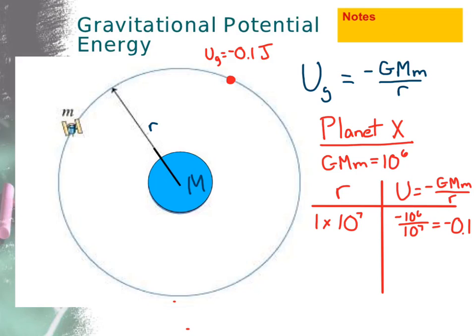Well, let's take a satellite and move it half the distance between the center of the planet and this distance. So let's put it right there. And that distance turns out to be 5 times 10 to the 6 meters. Now, if you're not sure why, when you go half the distance, this number, instead of becoming 0.5, becomes 5, well, that has to do with scientific notation.